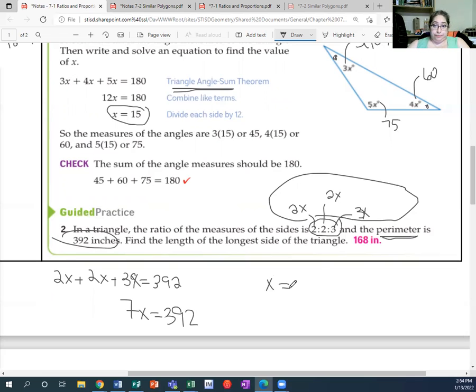Someone help. I see calculators. I love it. 56.